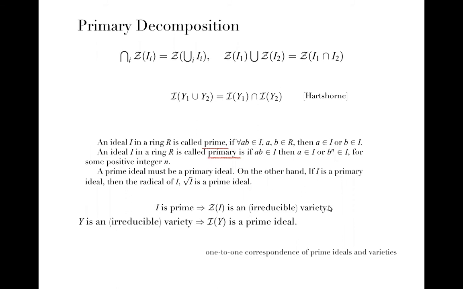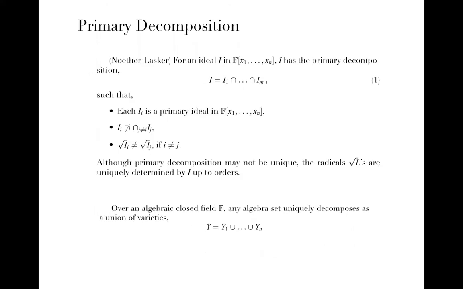On the other hand, if this I is a primary ideal, then if you take the radical of it, this radical must be a prime ideal. So then you check Hartshorne, you find that if I is a prime ideal, then the solution set is irreducible. Or on the other hand, if some set geometrically is irreducible, then its ideal is prime. So basically, there's a one-to-one correspondence between prime ideals and varieties. So here, this is a fundamental theorem for this kind of classical algebraic geometry, the Lasker theorem.